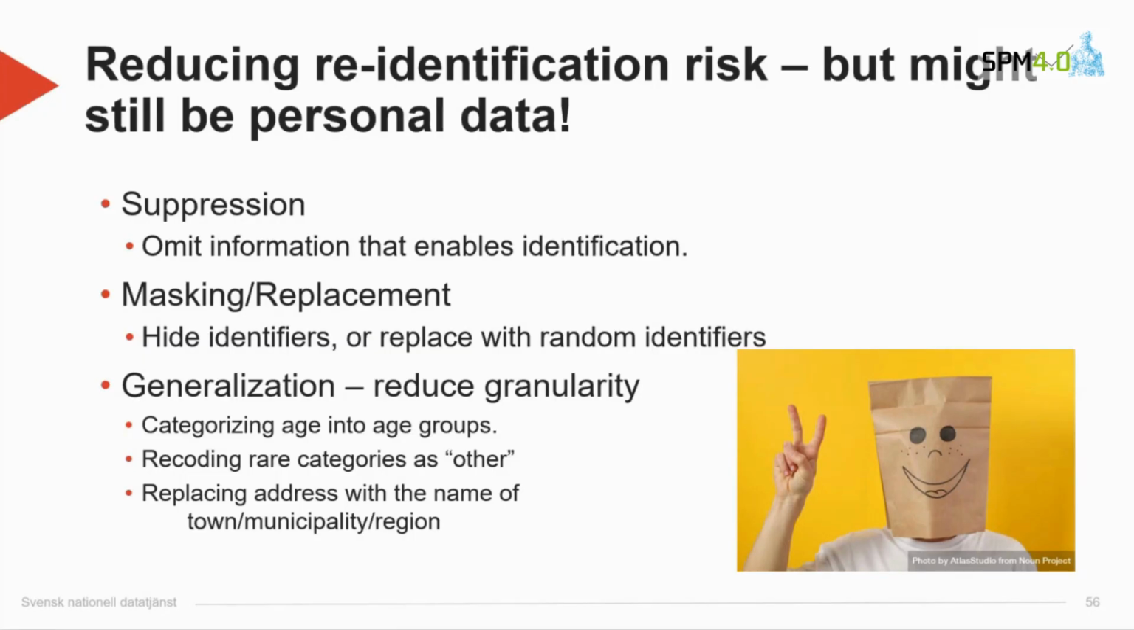And recoding rare categories as other. If you ask, what job do you do? And someone is, I don't know, CEO of a top 20 company, there's not many of them. Maybe you could just say other there, and then it's harder to re-identify the person.